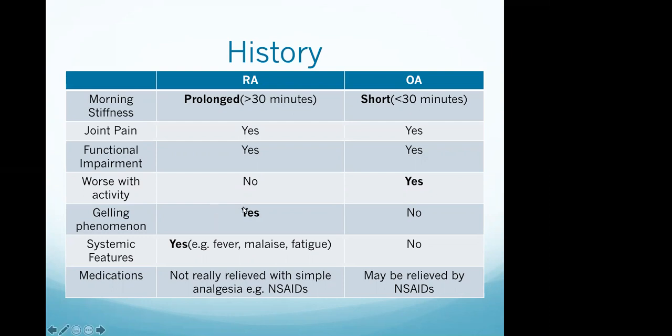Whereas rheumatoid will give you a gelling phenomenon where people feel better when they do more activity, as they describe it, their joints loosening up or something like that. And then if they stop, take a rest, sit down for an hour, then they find that stiffness kind of goes back to where it was to begin with. The systemic features also aren't really present in OA, but can be in RA. And the medications are quite different for the two. So osteoarthritis, you can fix with simple analgesia, things like NSAIDs or Panadol. That's not really that helpful for people who have rheumatoid.